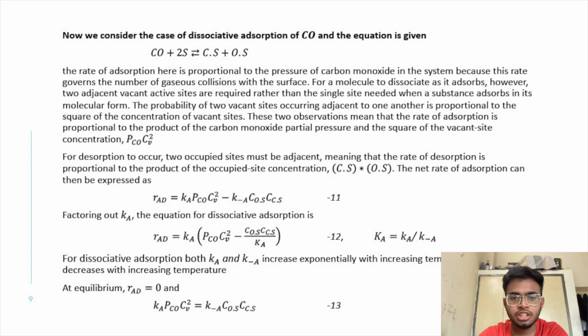And rearranging equation 11 gives us equation 12, where capital Ka is again represented as the ratio of the rate constant of adsorption of A divided by the rate of detachment of A. And further, at equilibrium, we know that the rate of adsorption is equal to 0. So when we equate equation number 12 to 0, we can obtain equation number 13.